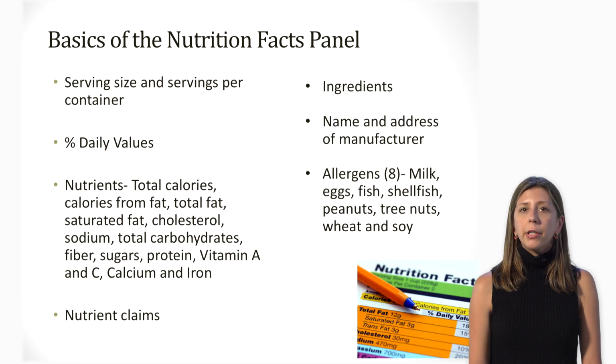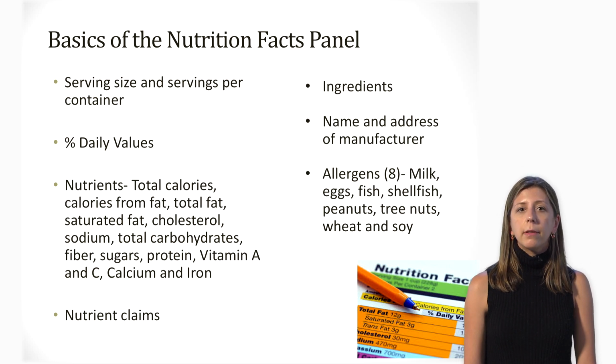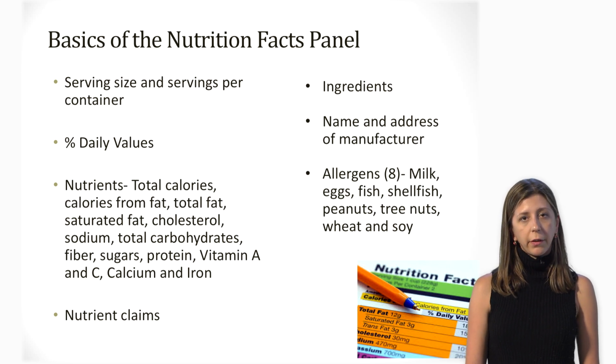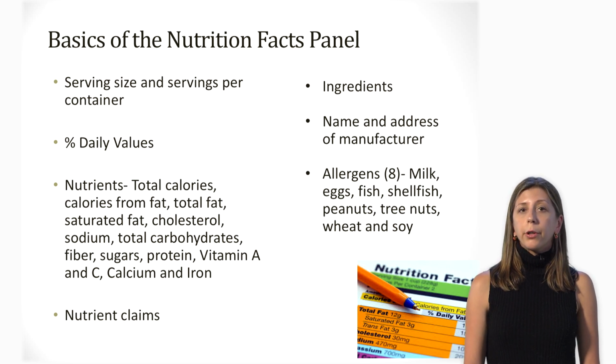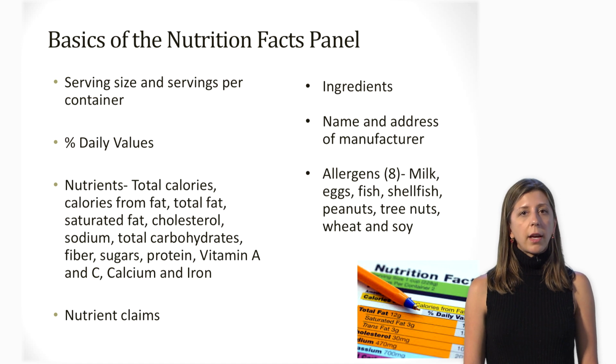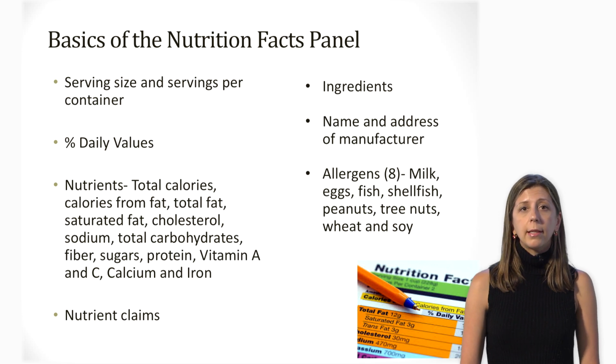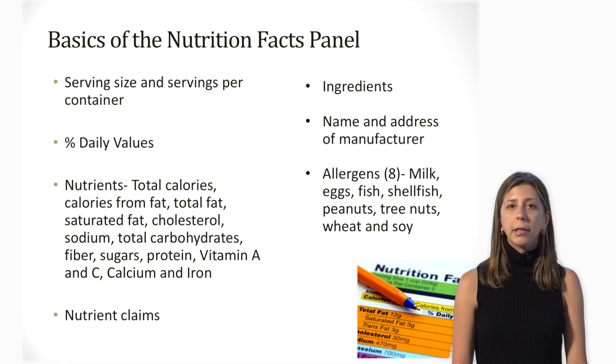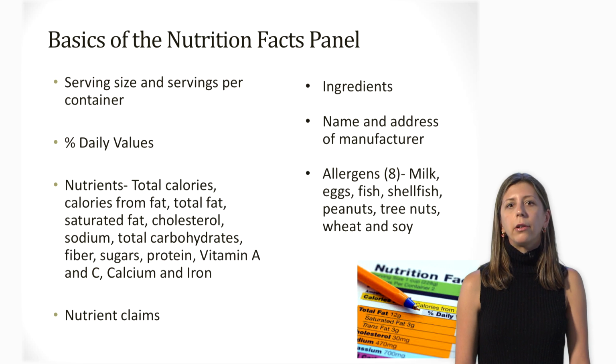Other things that are required to be on nutrition facts labels or panels is the name and address of manufacturer. So consumers definitely have the right to know where their food was made, and if they have any comments, questions, or concerns about the product. There's also usually a phone number that's listed. Consumers can dial in and ask questions about the product if they're concerned about anything at all.